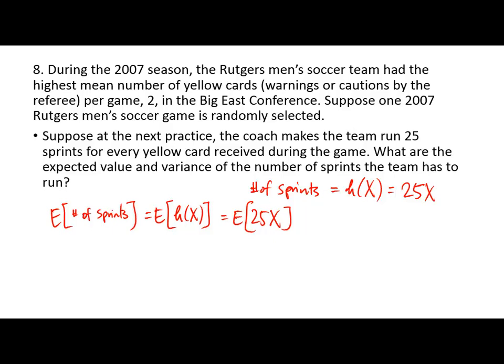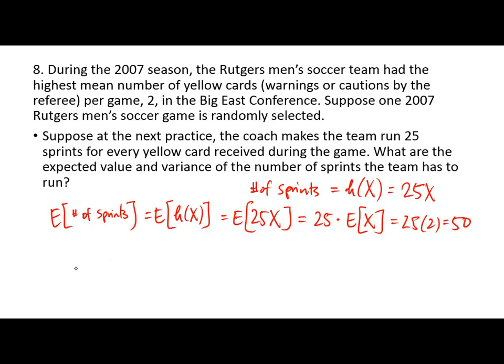Yeah, Matt. You can take the 25 out and pop it out front. Exactly right. So I can pull the 25 outside the expectation and do it this way. The expected value of x is just 2. It's been a long day, right? So 25 times 2 is 50.